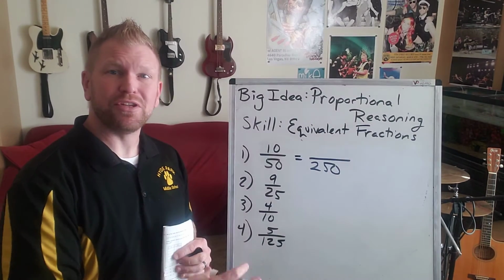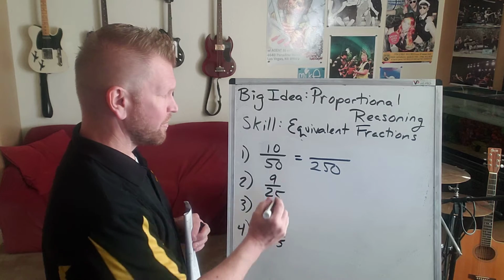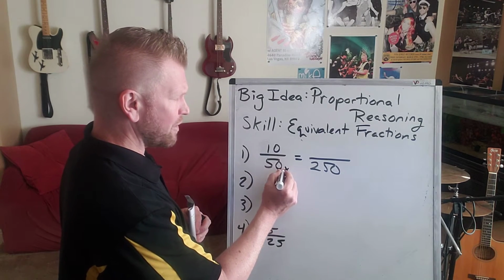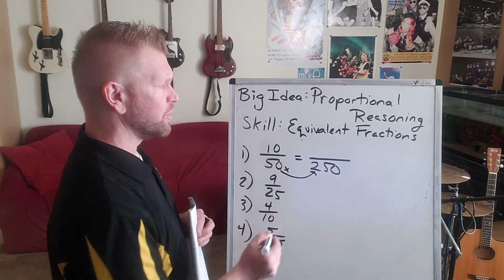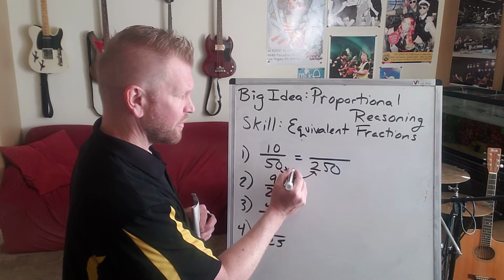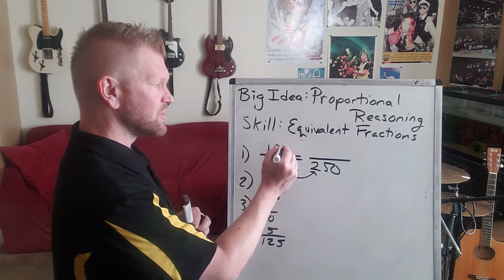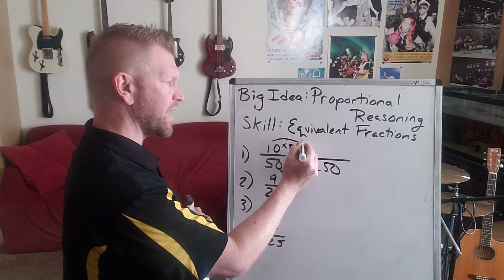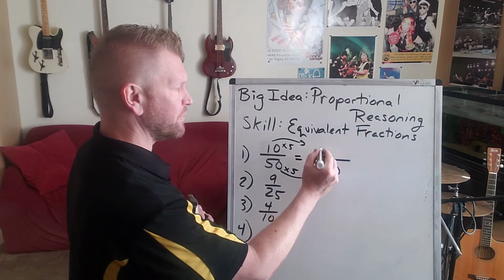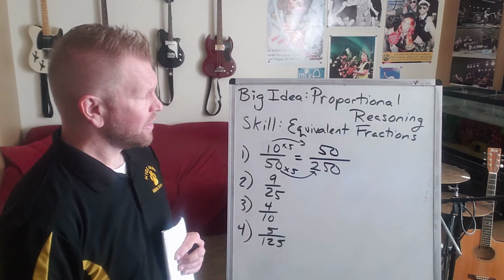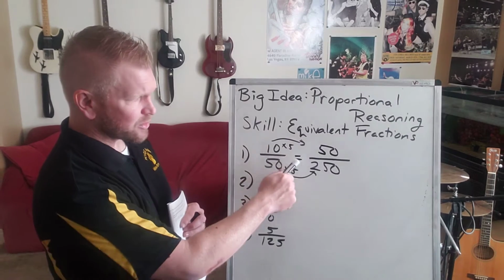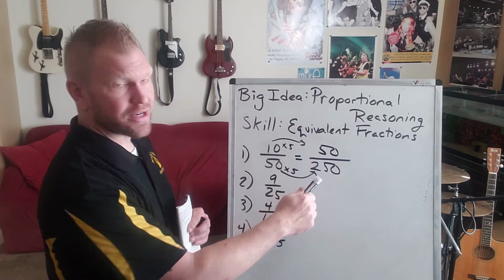Remember, we did scaling up and scaling down in our previous problem. So what number would we multiply by 50 to scale up to 250? 50 times 5 is 250, so we could scale this up by multiplying by 5. So that would be 50 votes out of 250. So 10 votes out of 50 is equivalent to 50 votes out of 250.